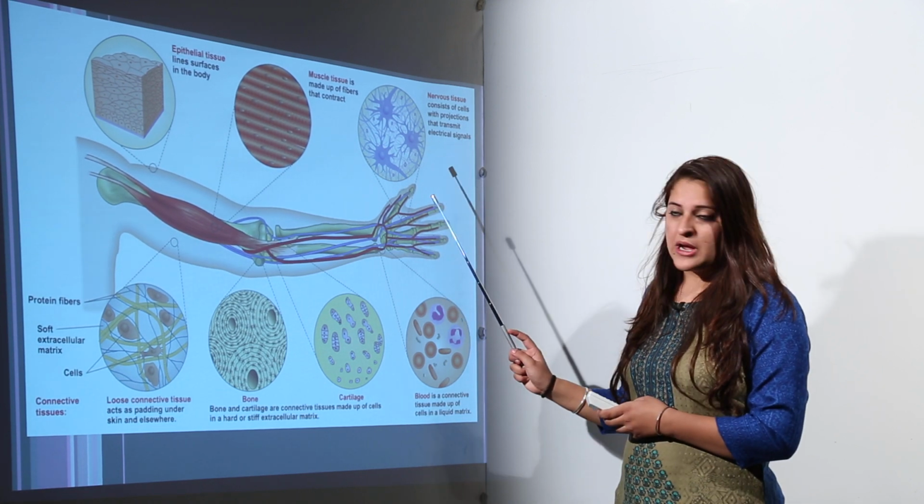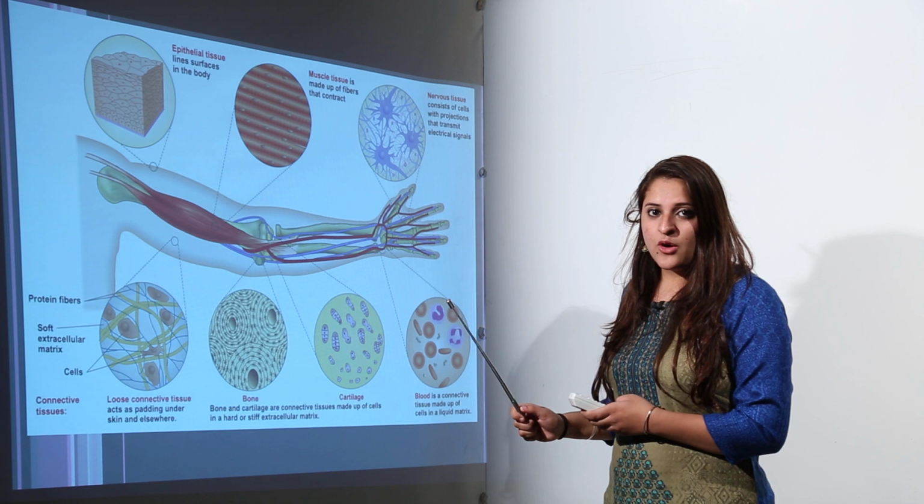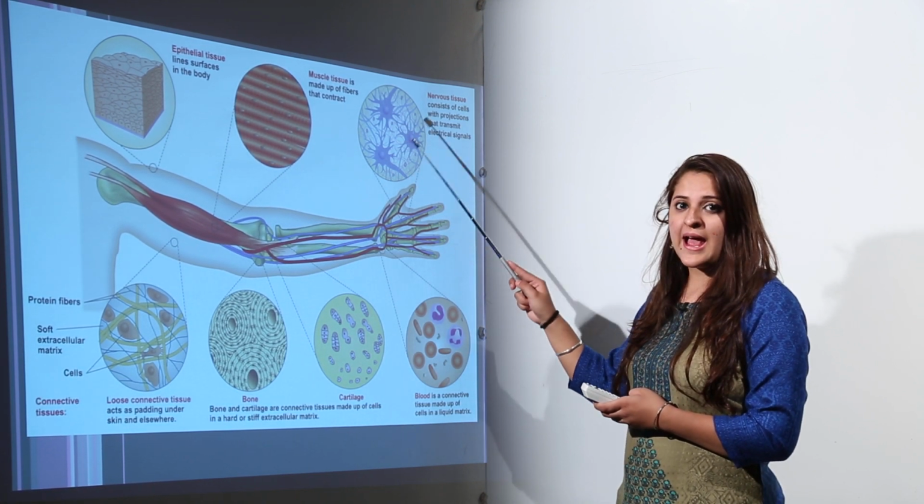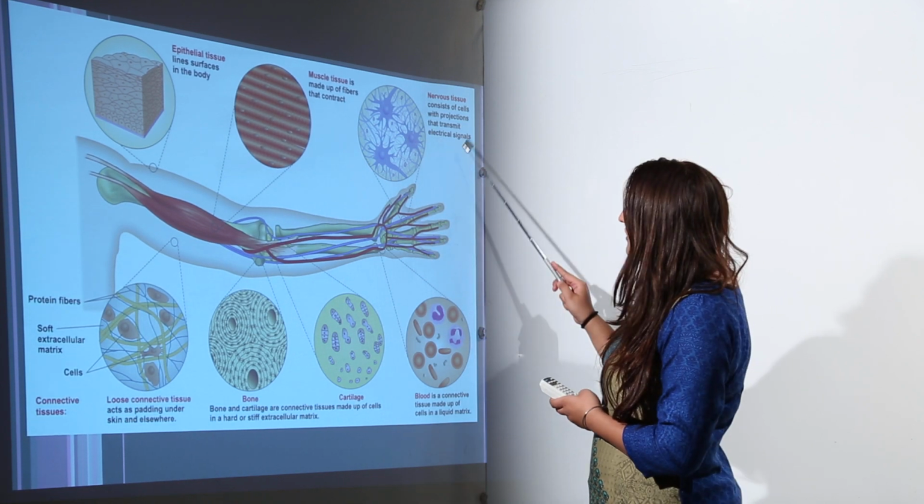Next is the muscle tissue. Muscle tissue is made of muscle fibers which are involved in continuous contraction and relaxation so as to enhance the movement of an individual. The next is the nervous tissue.